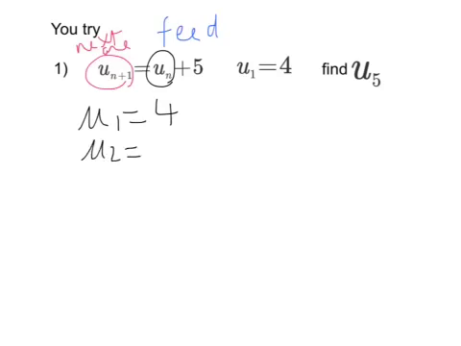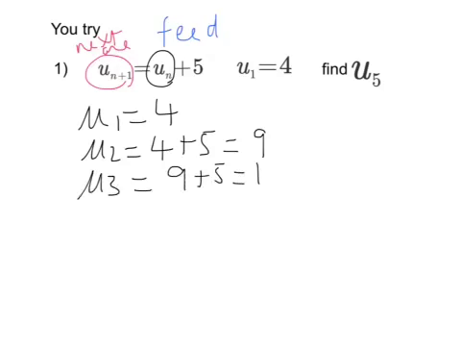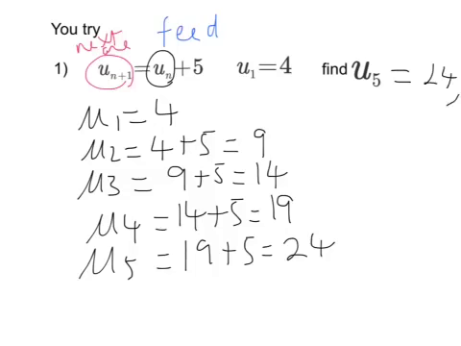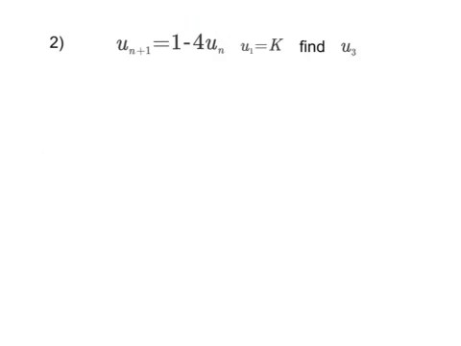So to find U2, we're going to do 4 plus 5, which gives us 9. Okay, to find U3, we're going to do 9 plus 5, which gives us 14. To find U4, we're going to do 14 plus 5, which gives us 19. And to find U5, we're going to do 19 plus 5, which gives us 24. There we go, done it. U5 is 24.